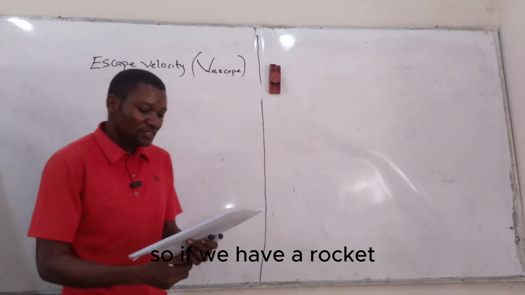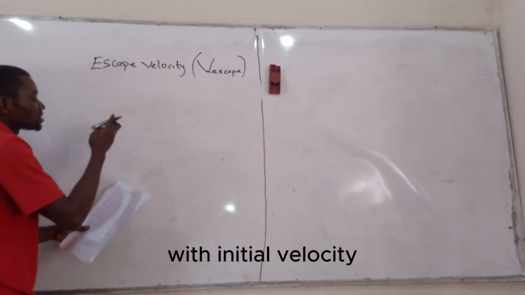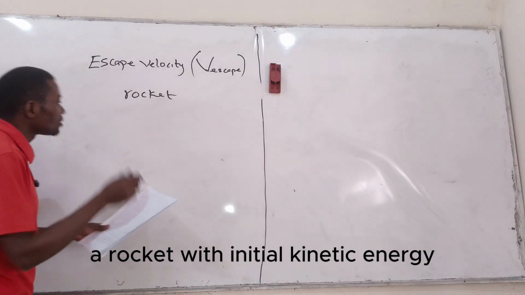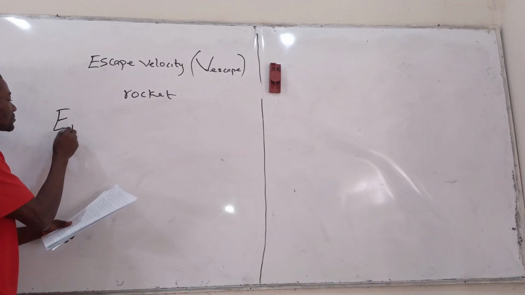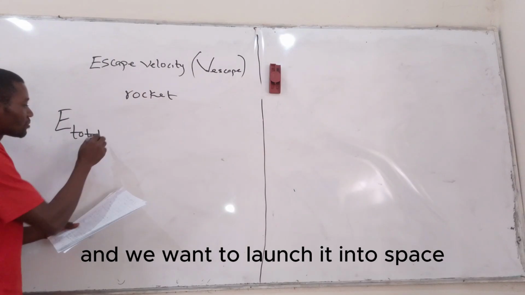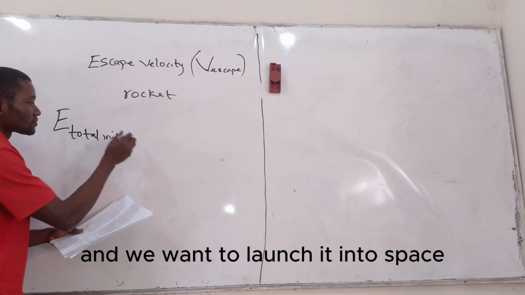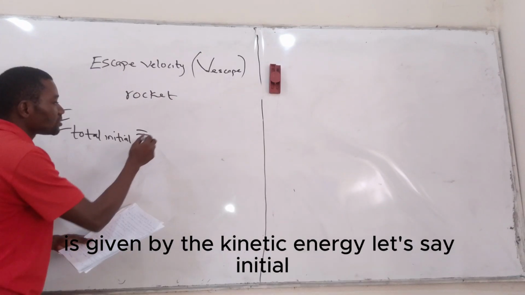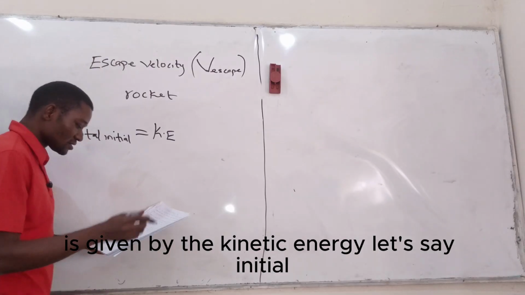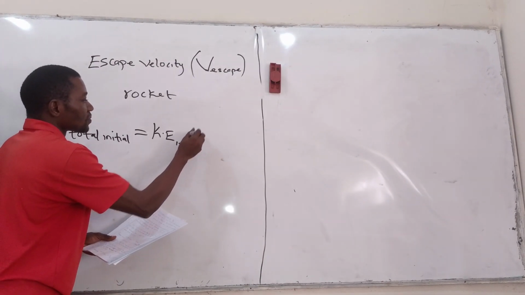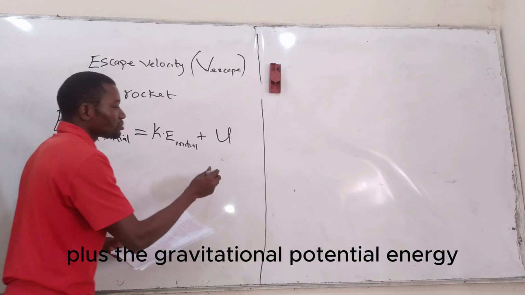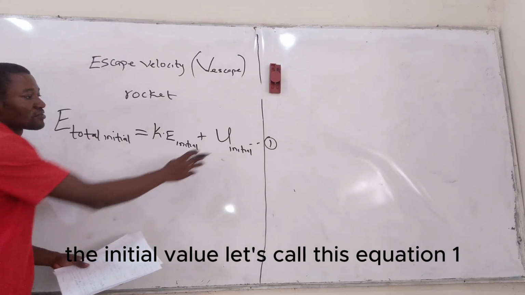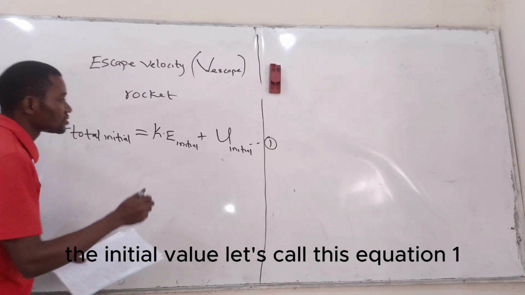So if we have a rocket with initial velocity, a rocket with initial kinetic energy, and we want to launch it into space, the total initial energy of the rocket is given by the initial kinetic energy plus the initial gravitational potential energy. Let's call this equation 1.